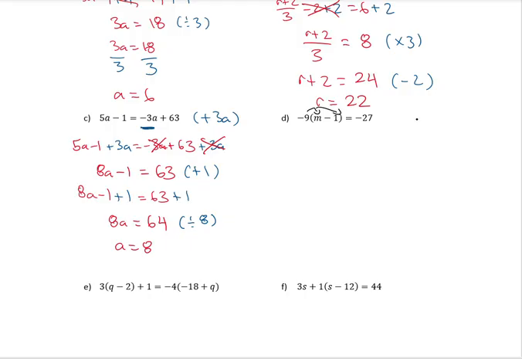And this one I need to multiply, expanding the brackets first. So negative 9 times m, which now becomes negative 9m plus 9 equals negative 27. Now I'm going to subtract 9 from both sides. See how all you're doing is applying one step and then you just carry on until you do the normal stuff, yeah? So that's all you've got to get used to, okay?